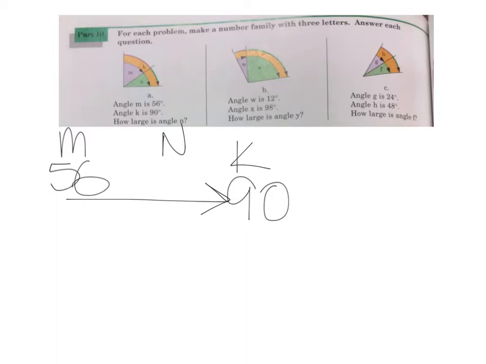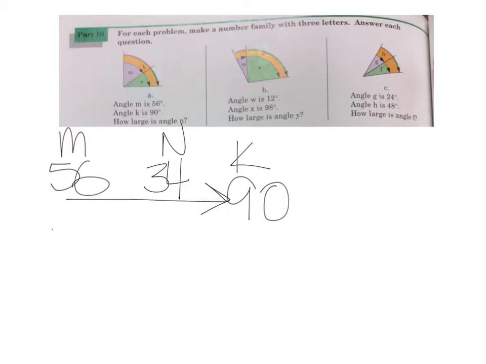We have a big number and we have a small number, which means that we have to subtract to find the answer. So once I do the subtraction, I can find that N is 34. So once you're done checking this section, make sure that you have a completed number family with all of the 3 letters and the 3 angles.